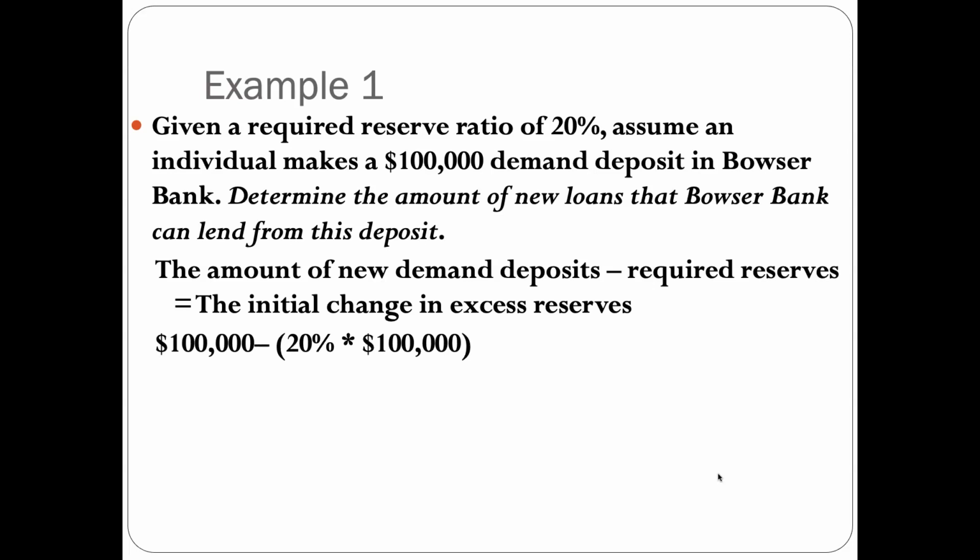So basically all you're going to do is take the amount of the demand deposit, which was $100,000, minus the amount that the bank has to hold, which is 20% of $100,000. And that will give you your max change in new loans that Bowser Bank can lend, which is, like I said before, the same thing as excess reserves. So we're going to take $100,000 minus $20,000, because 20% of $100,000 is $20,000, and you're going to get $80,000 worth of excess reserves. So from that $100,000 demand deposit, how much can this single bank now lend? They can lend $80,000 because that is their excess reserves.